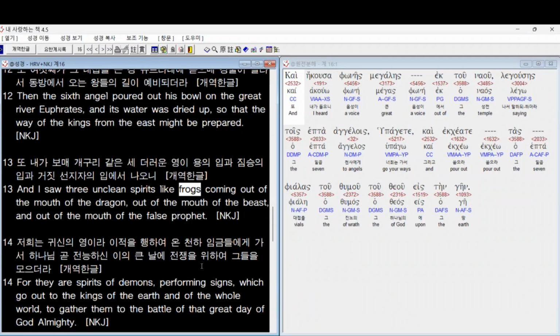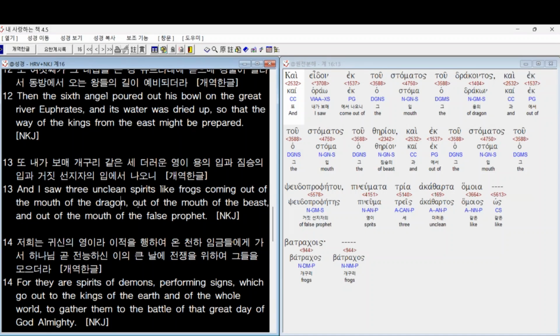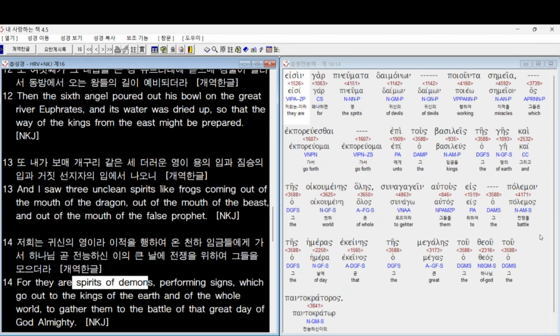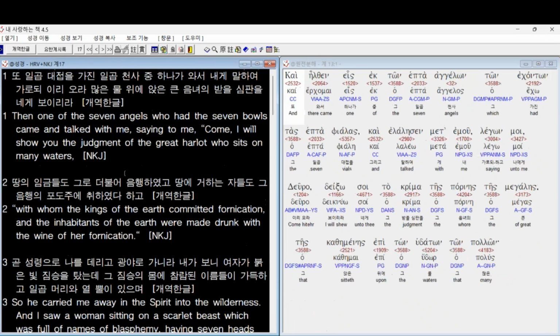So confused knowledge. That is the frog coming out of the mouth of dragon, out of the mouth of beast, out of the mouth of the false prophet. They are the spirit of demons. They are the Babylon. Who's giving the mixed knowledge? And go back to chapter 17.